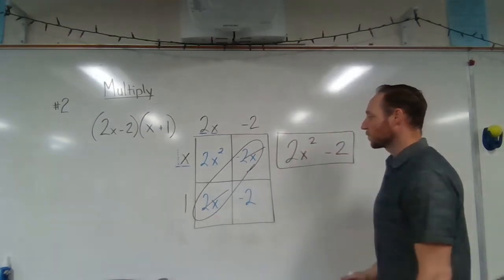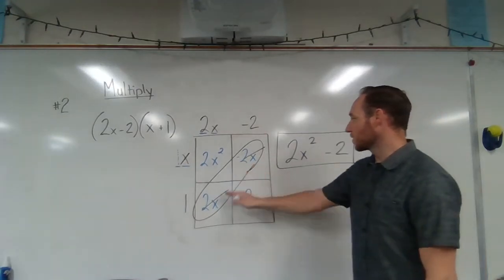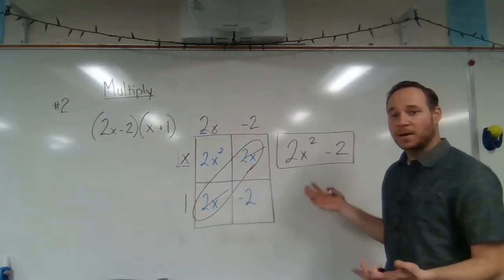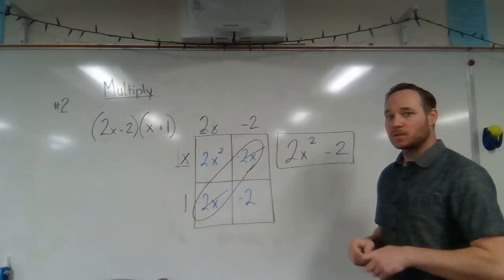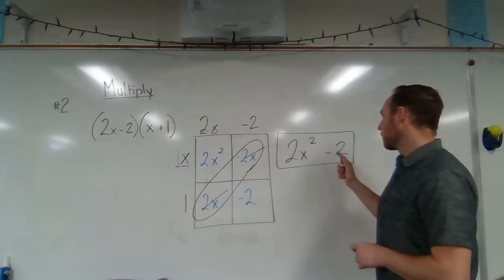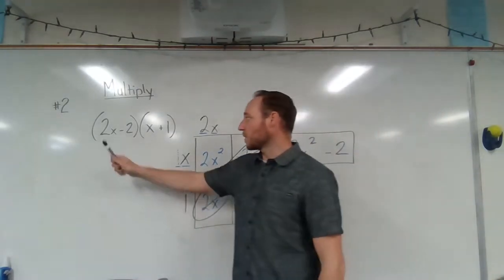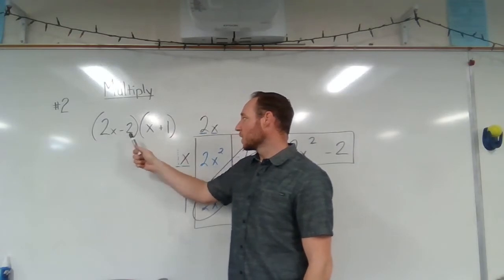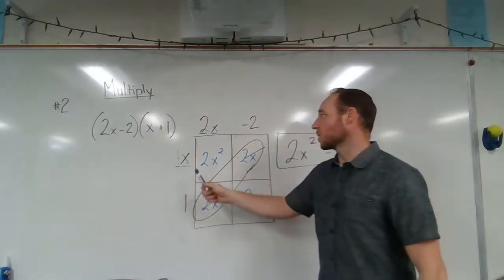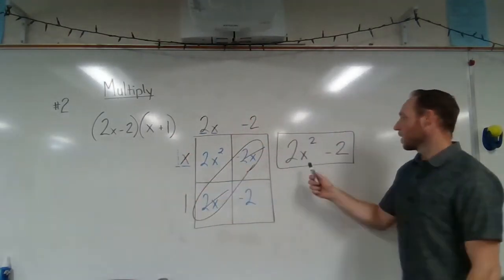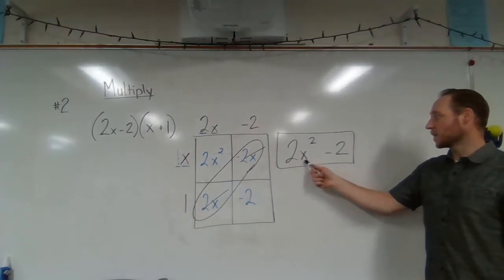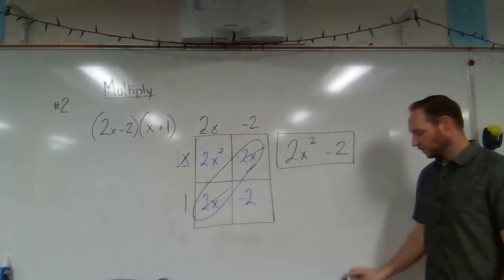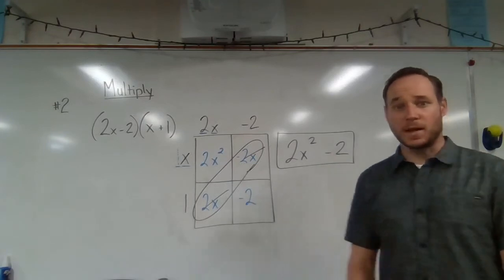This one's a little bit different because our two like terms canceled out, so we just don't draw them in there. We don't write them in our answer. So we have 2x squared minus 2. And I multiplied my factor 2x minus 2 times x plus 1, giving me my solution of 2x squared minus 2. Let's look at number 3 now.